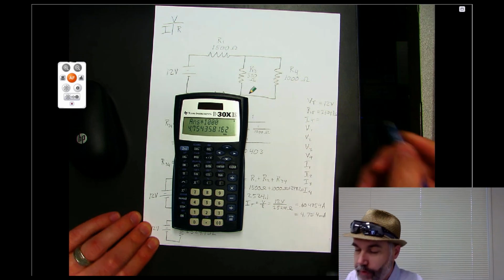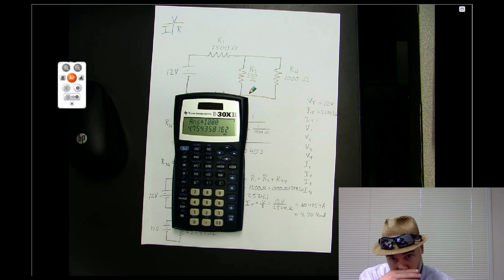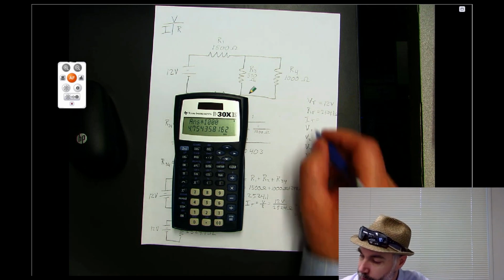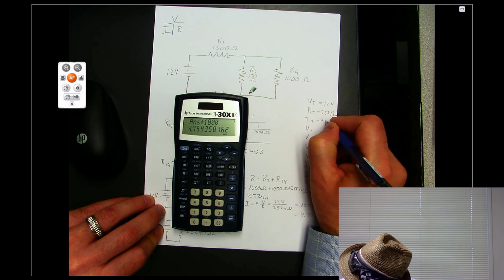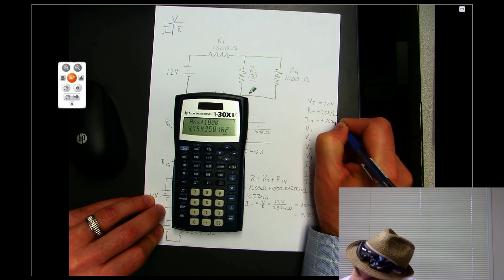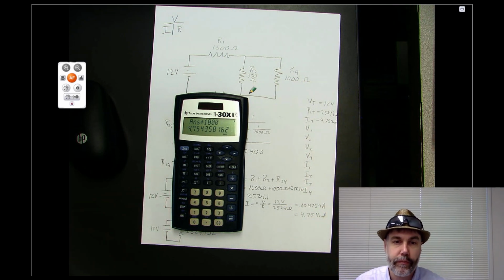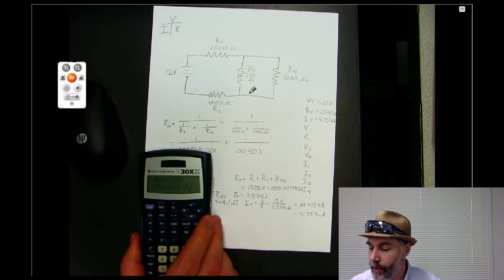You notice I'm not just calling it 5 milliamps. I'm not rounding that much. Okay, I'm keeping at least three, and probably 4 digits of precision or significant figures when I'm doing my math. Okay, so this is 4.754 milliamps. And then, so that would be the total current for the circuit.